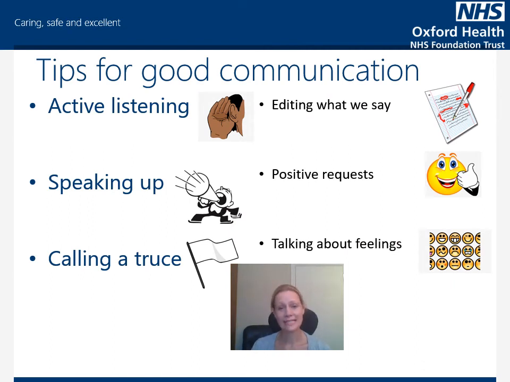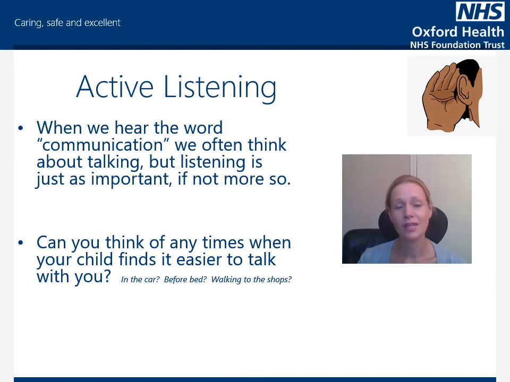So I've divided the tips that we're going to look at today into 6 main headings. So they're active listening, speaking up, calling a truce, editing what we say, making positive requests, and talking about feelings. So the first of the 6 areas that we are going to look at is active listening. When we hear the word communication, we tend to think about what we say, but listening is actually just as important, if not more so.